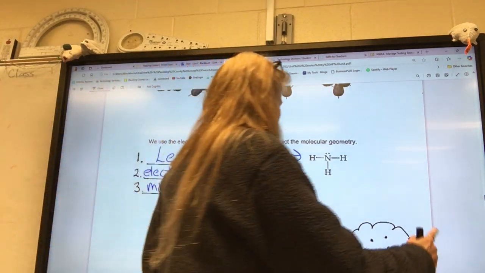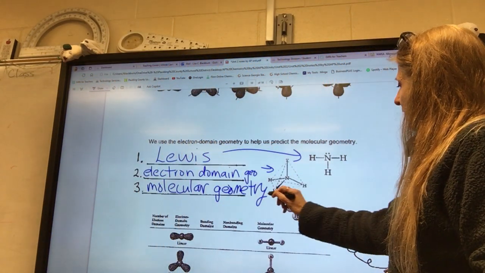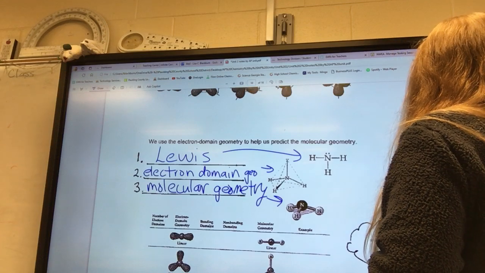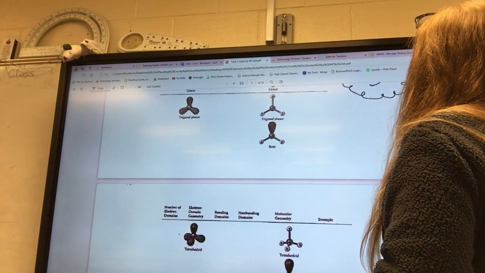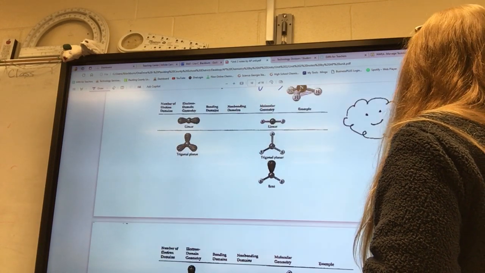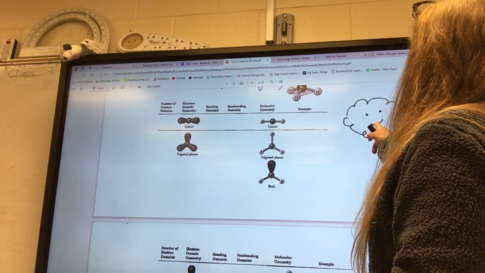Okay, so we're going to remember the electron clouds are negative. There's a hydrogen kind of positive. But he is negative.